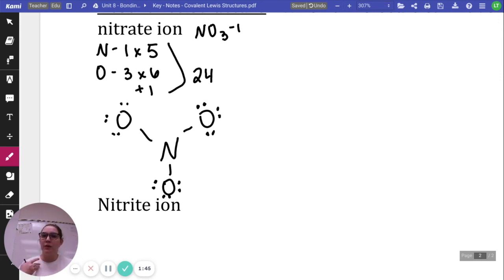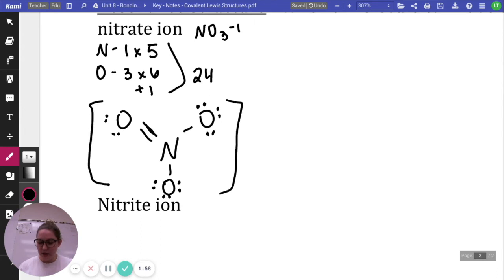Okay, so at this point all of my oxygens are full, but we can see that my nitrogen only has 6. So we don't have any more electrons, so what we're going to do is steal a lone pair from one of the oxygens and make it a double bond. And so then everybody has 8, everybody is full, and that would be correct.